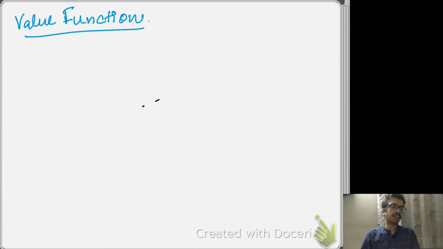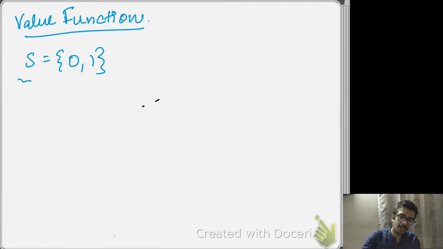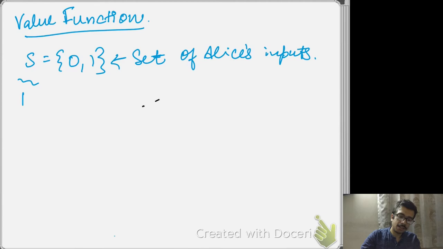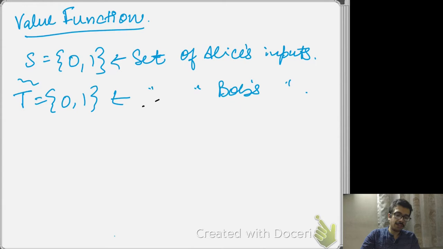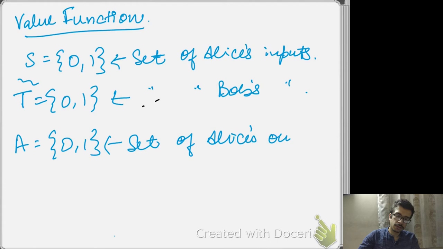So what is a value function? First we need to define the set of inputs for Alice, which I'm going to call S, the set of Alice's inputs. Then we have T, which is the set of Bob's inputs. And then we have A, which is the set of Alice's outputs. And then we have B, which is the same, the bit set 0, 1, the set of Bob's outputs.